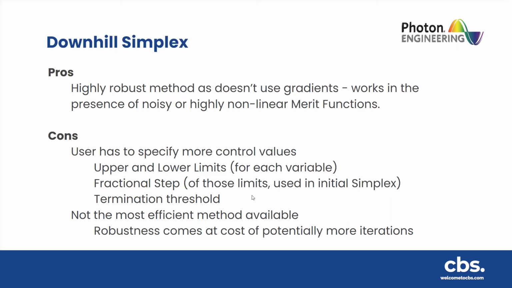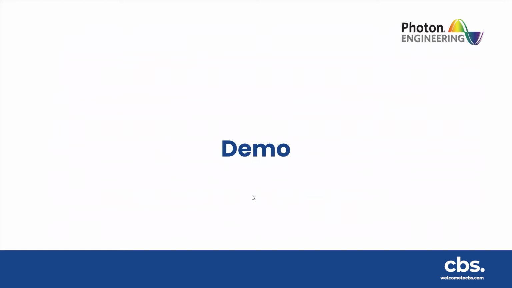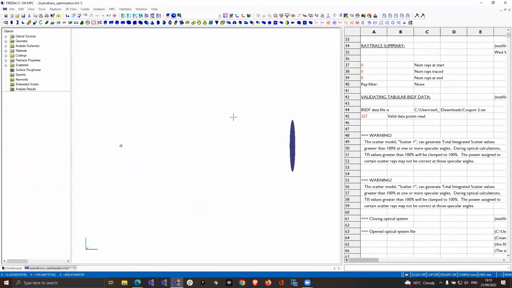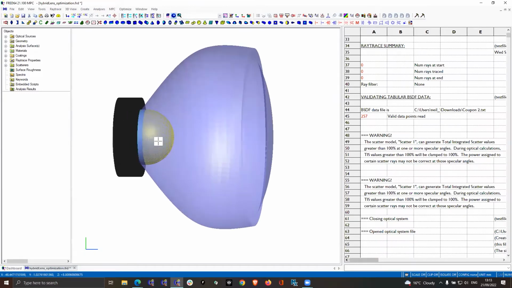So that's hopefully enough background on the optimization idea and what we're trying to do, and the background to the method. We're now going to take a little look at a demo and see this happening within FRED. Here I have a fairly simple system. I have a plane over here which I'm using to collect light and measure total power. And the system that we wish to optimize is this hybrid lens.